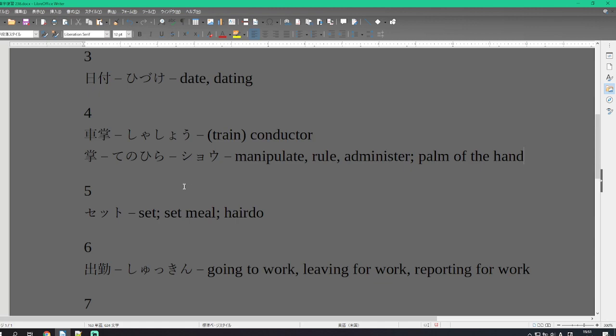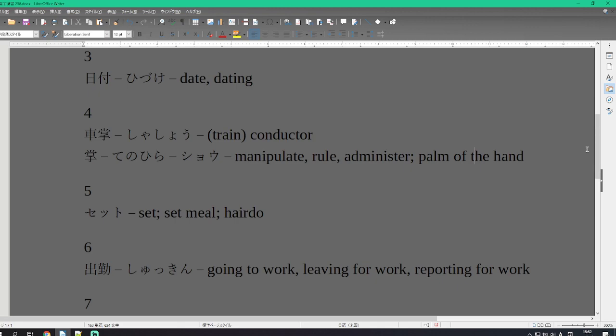Manipulate, rule, or administer. The small roof is definitely what's giving its ruling definition. It's the roof under which some law applies. And I guess the hand is moving something to the mouth as if you're eating. So you have the rule over what goes in the hand, to manipulate, rule, or administer. Tenohira or sho is manipulate, rule, administer, or palm of the hand.